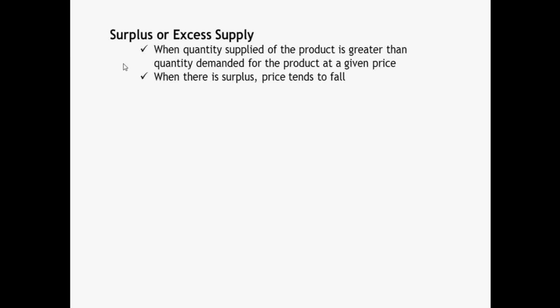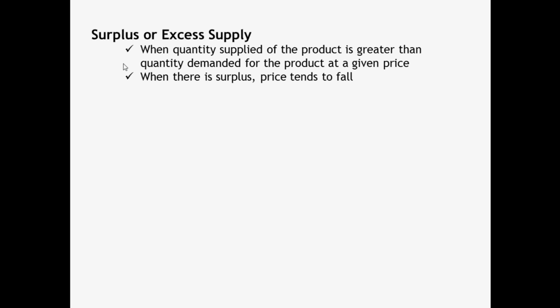Now we are clarifying the basic concepts. Surplus or excess supply. Other things remaining the same, at a given price, if quantity supplied of a commodity exceeds its quantity demanded, it is called surplus. Thus, when there is surplus, at a given price, quantity supplied of a product will be greater than its quantity demanded. In case of surplus, products are left unsold in the market, and as a result, price tends to fall.